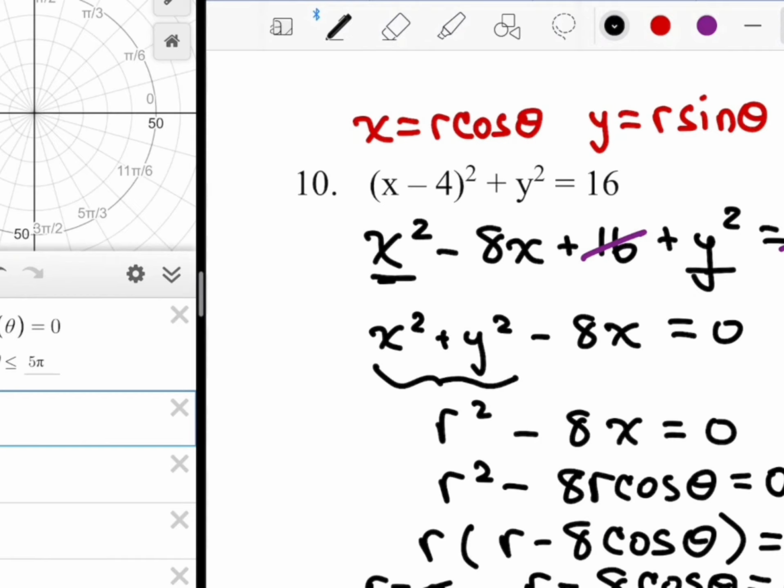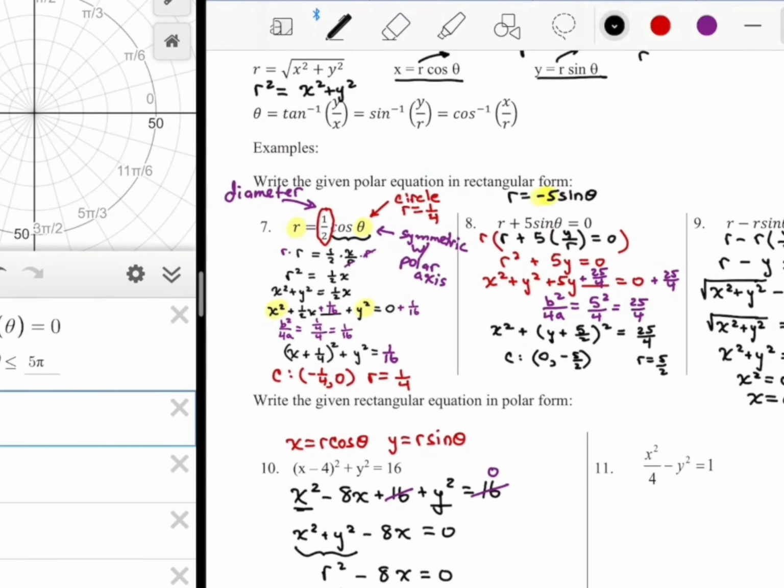So a circle radius of 0 doesn't exist. So the only relevant part of this would be r is equal to 8 cosine of theta. All right, now what we learned back in numbers 7 and 8 is that if it's a cosine equation with a positive coefficient, it's going to be symmetric about the positive x-axis, with a diameter of 8, with one end of the diameter being the origin. So its center should be at (4, 0), which corresponds with the equation that they gave us. So we're in good shape here.